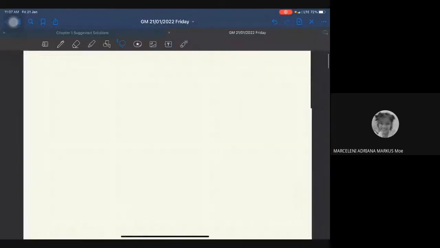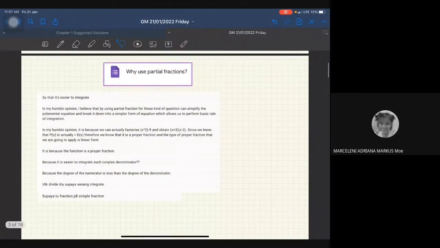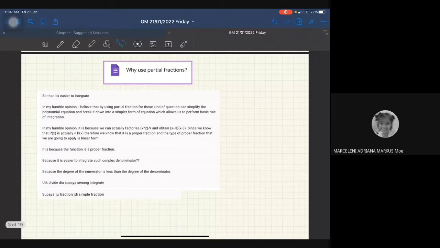Okay, so ingat tak minggu lepas saya ada bagi awak satu Google Form untuk awak isi. Why do we use partial fractions untuk sesetengah soalan? Kenapa kita tak guna by parts or substitution? Kenapa kita kena opt untuk guna partial fractions?